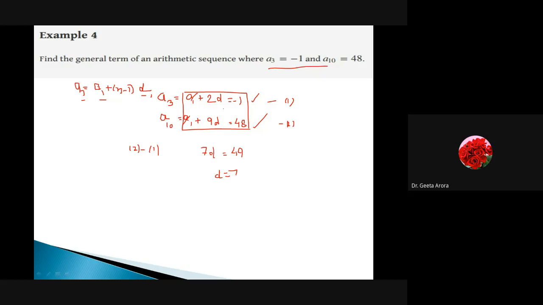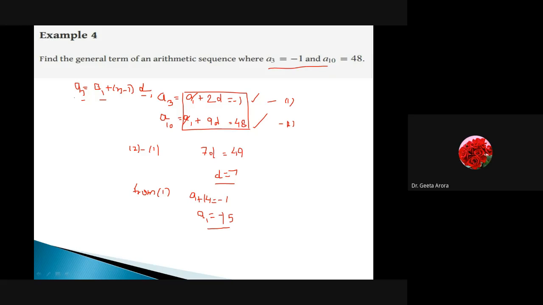Let me put it in equation 1. From 1, I will take A1 plus 7 times 2 is 14, equal to minus 1. So A1 is equal to minus 15. I think all the things we have done. Now can you write down please what your answers are coming, using this A1 and D, as a general term? This is our D and this is our A1.